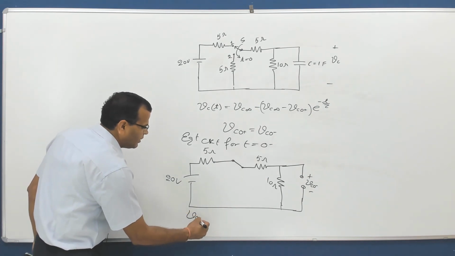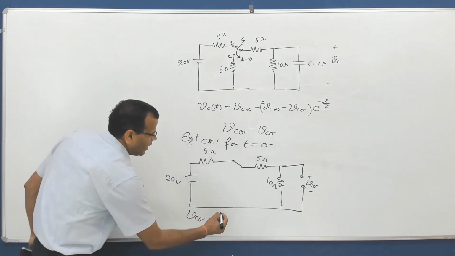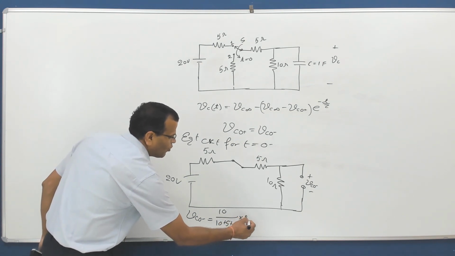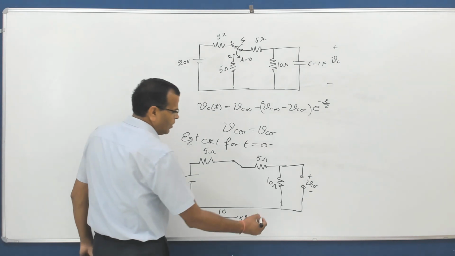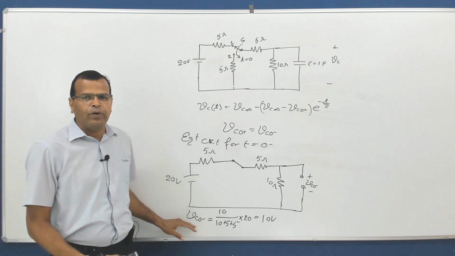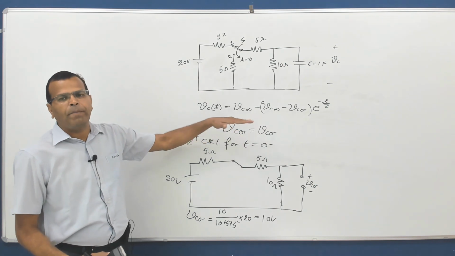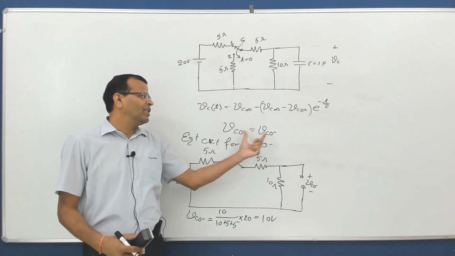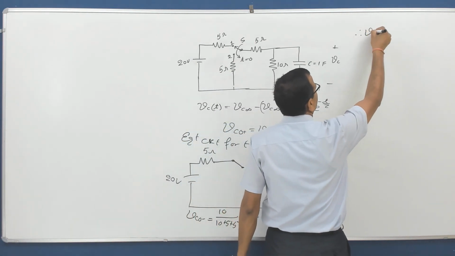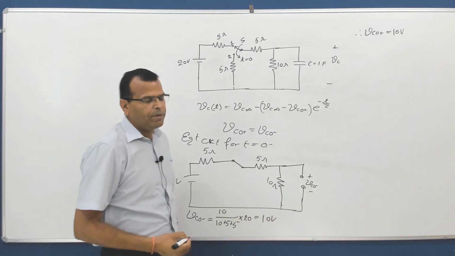And what is Vc0 minus? You can see from this, that is the voltage drop across this. You can apply the voltage divider rule, that is 10 by 10 plus 5 plus 5 into 20, and that gives you 10 volt. So the voltage across the capacitor at t equal to 0 minus is 10 volt. And we know the voltage across a capacitor cannot change instantaneously. Therefore Vc0 plus is equal to 10 volt. So you have to remember this.